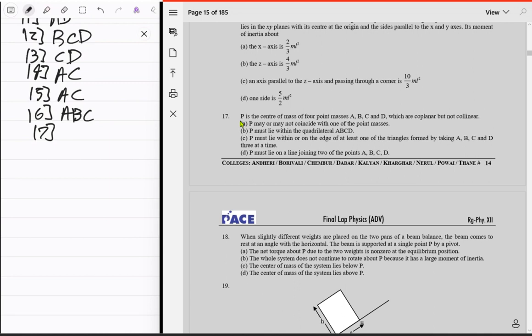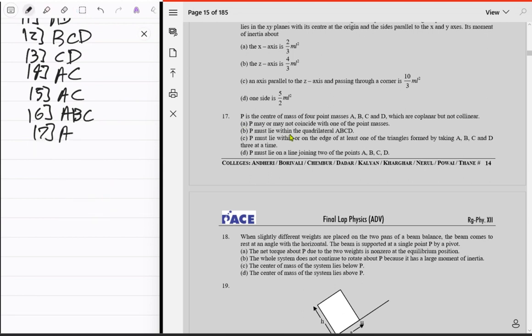Wait, not collinear, you are saying? No, still it can happen. For example, look at this assembly, it can happen that it coincides with one of the points. So yes, P may or may not coincide with the other points. So A is correct for sure. It may or may not happen, it depends.